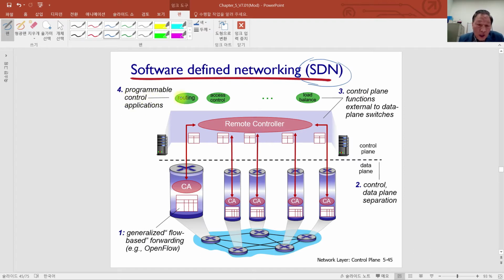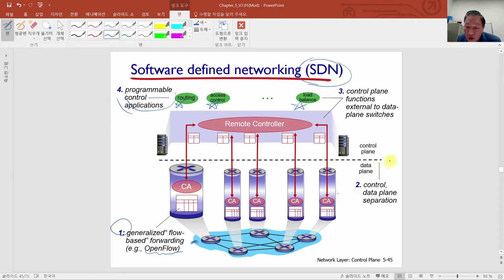Okay, programmable control applications. The architecture is layered like that. This one is control applications: there's a routing application, an access control application, and a load balancing application. Let's look at number one first: generalized flow-based forwarding. For example, the OpenFlow standardized protocol is used to send messages to update the flow entry.